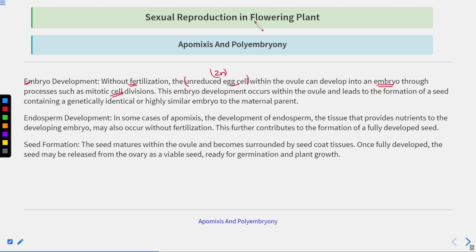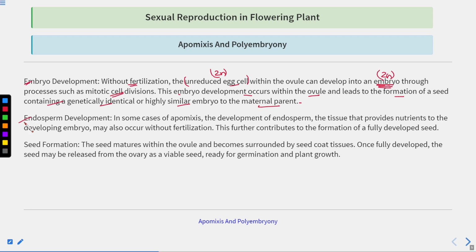Then it will undergo mitotic divisions to form the embryo. Now this embryo development occurs within the ovule and leads to the formation of a seed containing a genetically identical or highly similar embryo to the maternal parent. Clear? So directly from the unreduced egg cell, the embryo is formed. So the embryo will be again diploid.